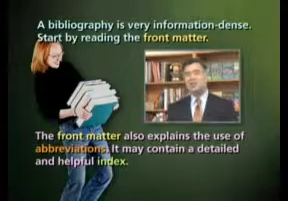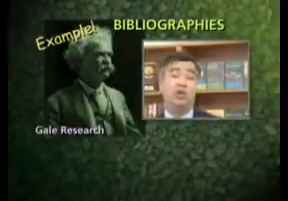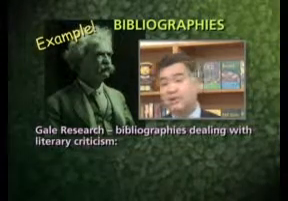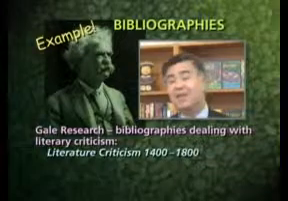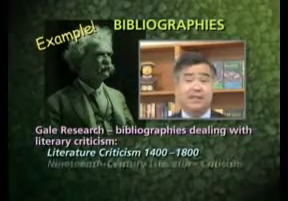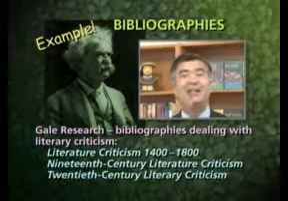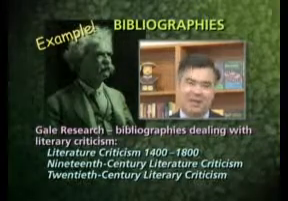I know it's tempting to skip the front matter and start digging right into the listings of the bibliography, but please don't. You'll save yourself a lot of time if you know how the material is laid out and how to interpret it before you take the plunge. For example, Gale Research publishes several massive, multi-volume bibliographies dealing with literary criticism. They're divided into 3 sets by period. The first is called Literature Criticism, 1400 to 1800. The second, 19th century literature criticism. And the third, 20th century literary criticism. Yes, they are inconsistent in the use of the words literature and literary, but never mind that.